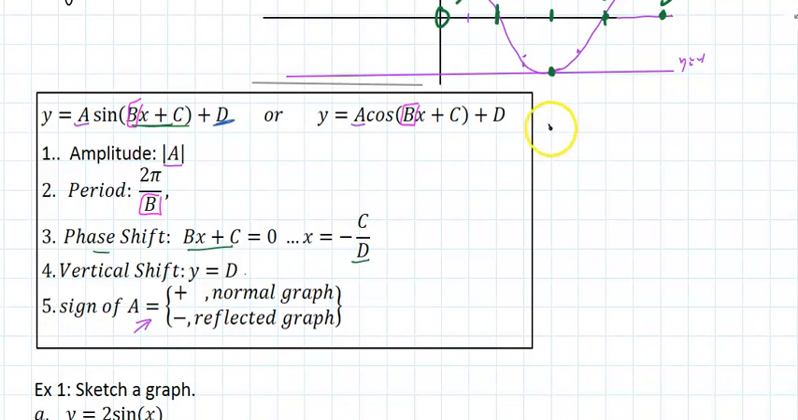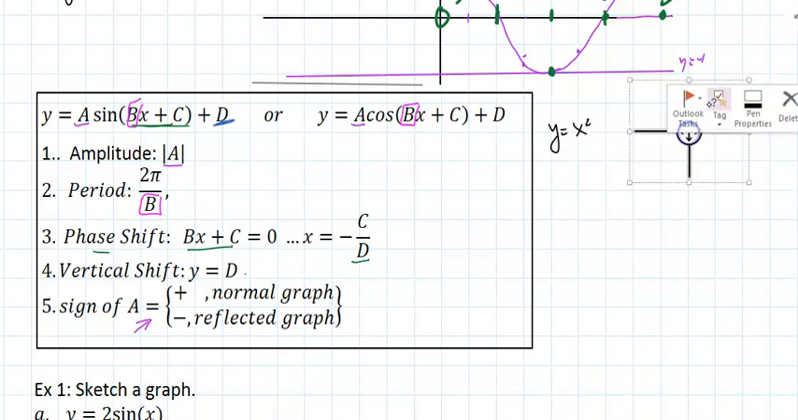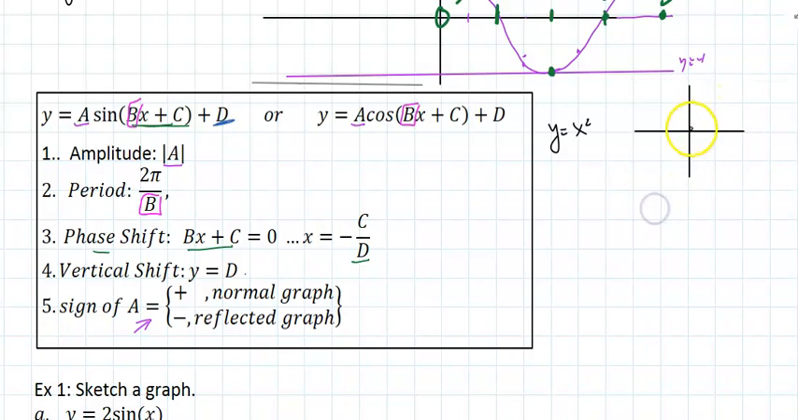So if I was to say sketch a graph of y equals x squared, hopefully we all know how to graph that. Just to demonstrate how this is working, y equals x squared is a graph that looks like this: 0, 0, 1, 1, 2, 4, -1, 1, -2, 4. If I was to say sketch a graph of y equals 3(x minus 2) squared plus 1.